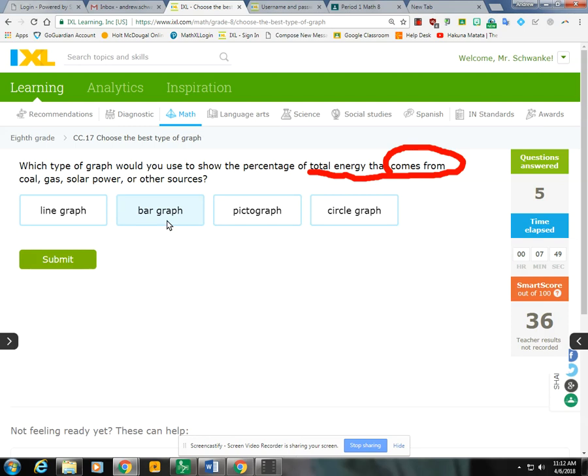Okay. Which type of graph would you use to show the percentage of total energy that comes from coal, gas, solar power, or other sources? Right? Circle. Why? Because percentages, think circle graphs.